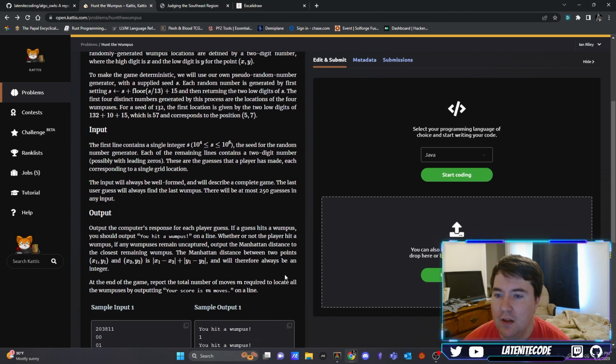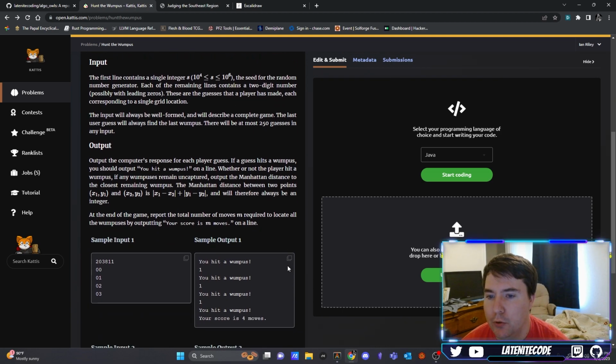Input. The first line contains a single integer S, the seed for the random number generator. S is between 10 to the 4th and 10 to the 6th. Each of the remaining lines contains a 2-digit number, possibly with leading zeros. These are the guesses that a player has made, each corresponding to a single grid location. The input will always be well formed and will describe a complete game. The last user guess will always find the last Wumpus. There will be at most 250 guesses in any input.